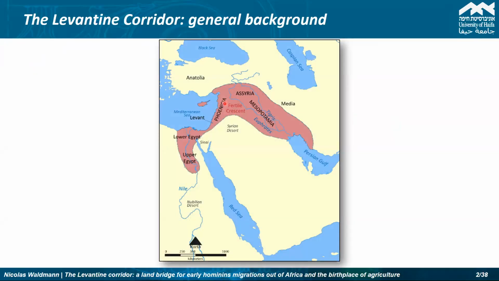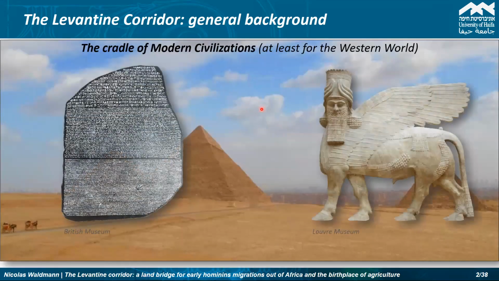The Levantine Corridor is basically here. It is not only the corridor that connected the big empires of Mesopotamia and Egypt during ancient times in the Fertile Crescent, but it's also a land bridge connecting Africa with Asia. It's basically the only land bridge, and it was the cradle of modern civilizations, at least when we're talking about the Western world.